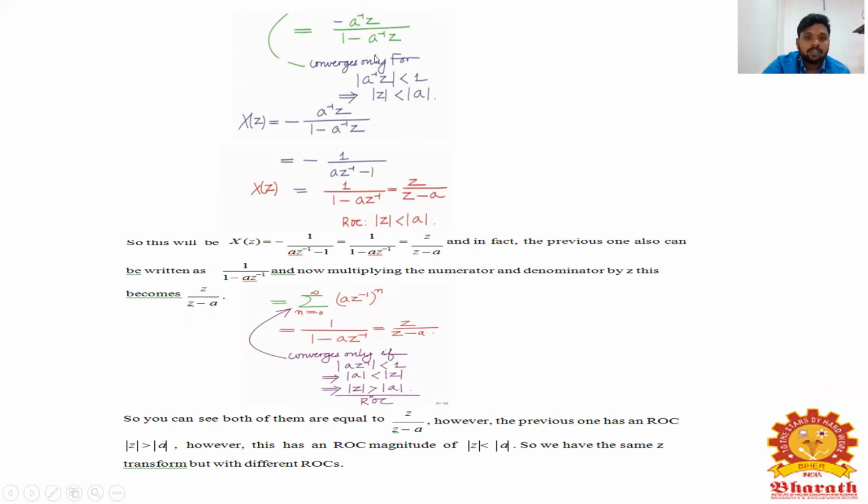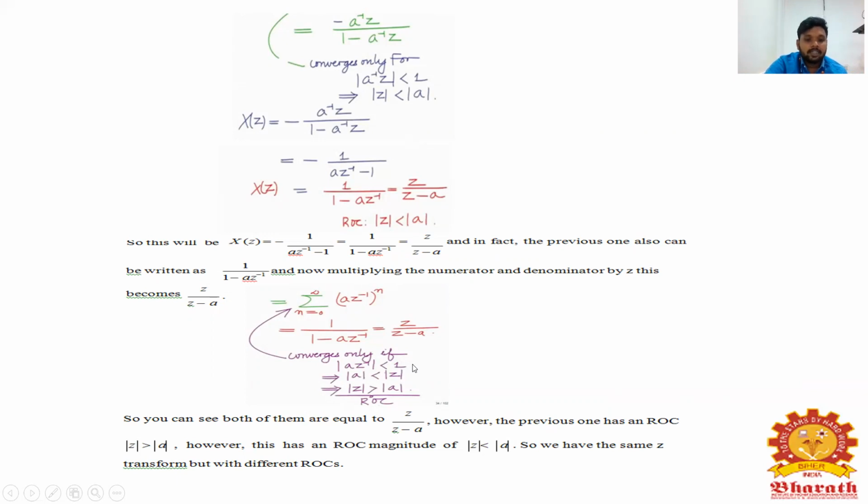So this converges for modulus of a inverse z less than 1. That is, modulus of z is less than modulus of a. If I solve these values, I will get 1 divided by 1 minus a z inverse, and finally that is equal to z divided by z minus a, for the ROC of modulus of z less than modulus of a.